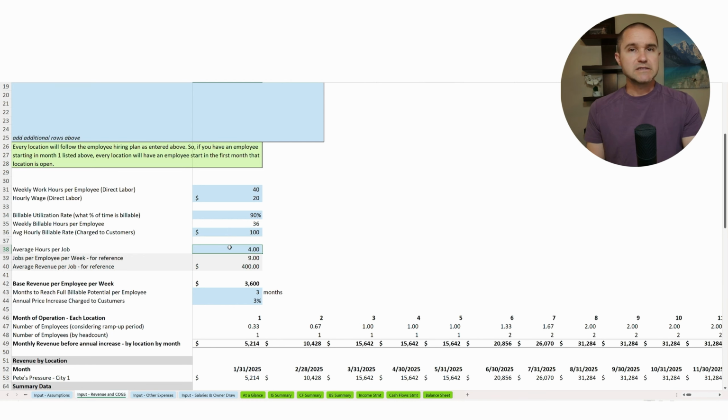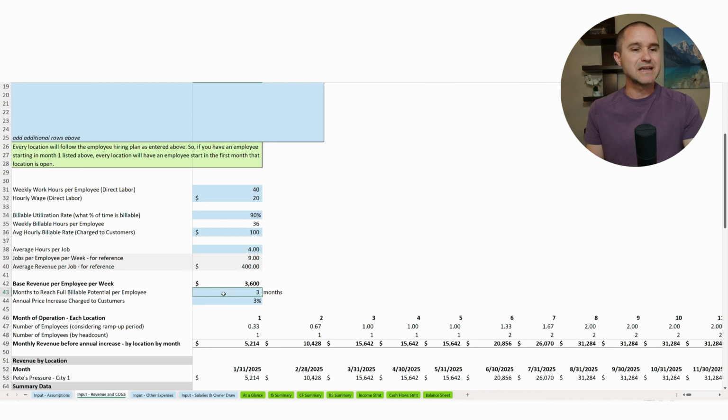All right, so then we can set the average number of hours per job, and this is really just for informational purposes. So the gray fields we don't need to change. These are just informational. It's showing that the average number of jobs per week per employee would be 9, and then average revenue per job would be $400. So the base revenue per employee per week is just that 36 hours times $100 an hour, so $3,600.